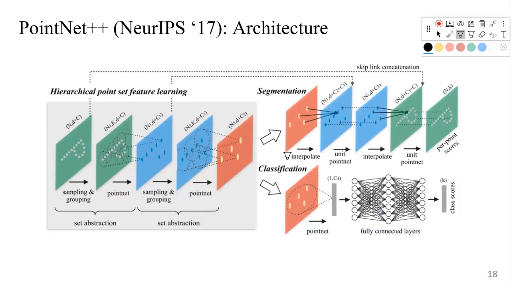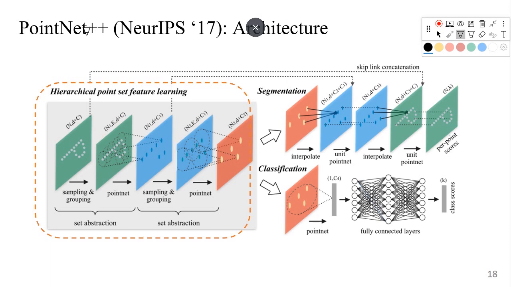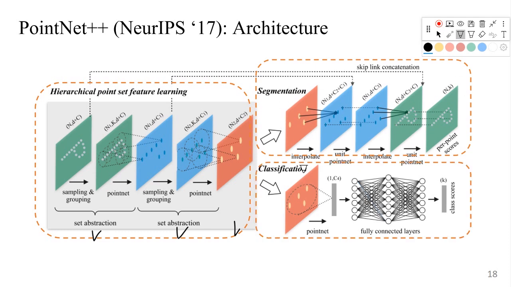Let's see the details of the architecture. Here we have several components of the PointNet++ architecture. The first is the basic hierarchical point set feature learning that extracts different scales and different hierarchies: the first set abstraction, the second, and so on. Next we have the segmentation branch network here, and then the corresponding classification branch network. We will discuss the details one by one in the next few slides.